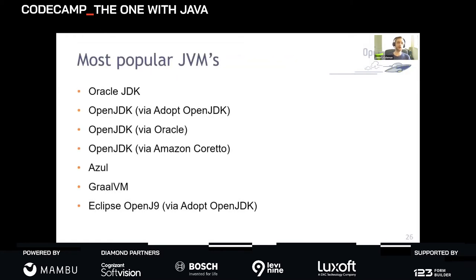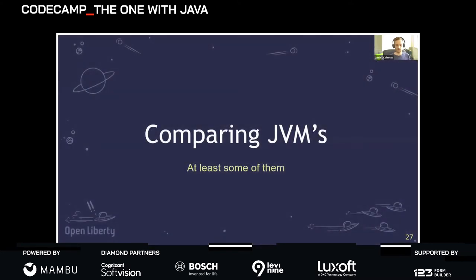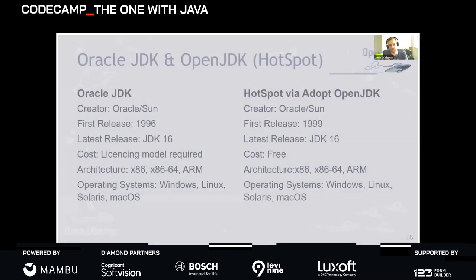These are the main ones I believe that most people are using. So Oracle JDK, OpenJDK via Adopt, then you've got OpenJDK via Oracle. You've got the Amazon version, which is quite new. You've got Azul, I think it's called Zulu JDK, GraalVM, and of course Eclipse OpenJ9. So let's just have a brief high-level look at the history of some of these JVMs.